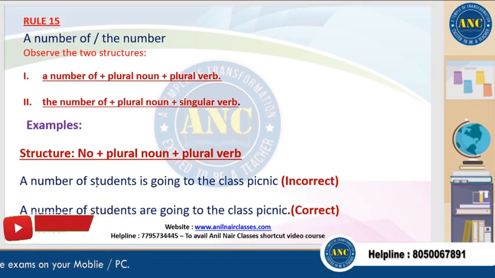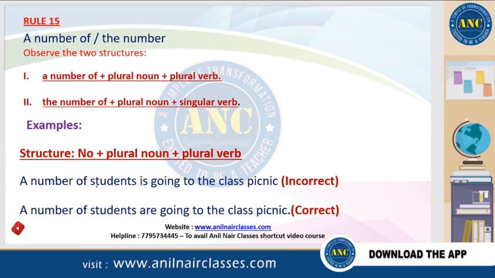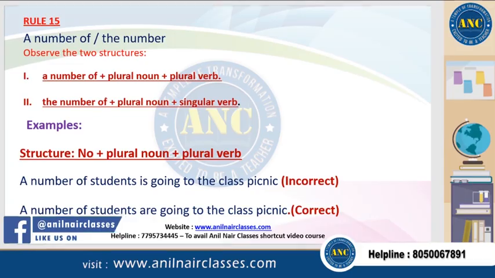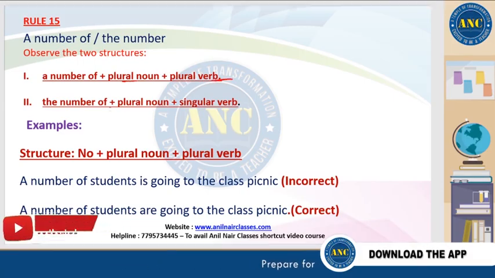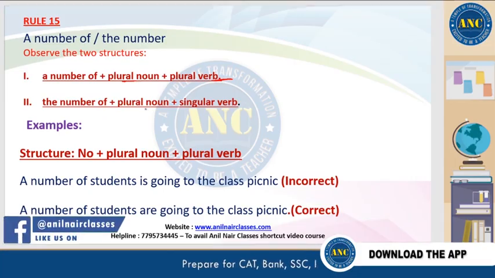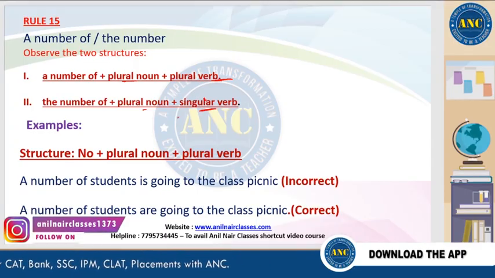Next. Now, if you have "a number" or "the number," observe the two structures, right? If you have "a number," after it you'll always have a prepositional phrase with "of." If the object of the prepositional phrase is a plural noun, then it will be used as a plural form and it will use the plural form of the verb. After "the number," even if you have a plural noun, it will be considered as singular only.